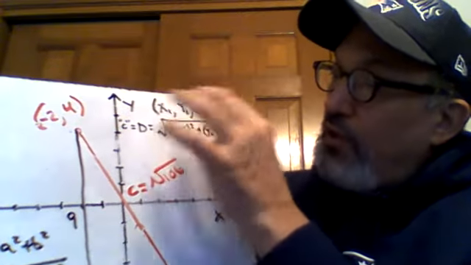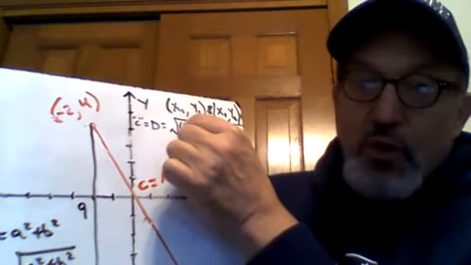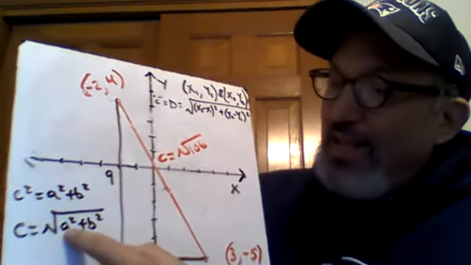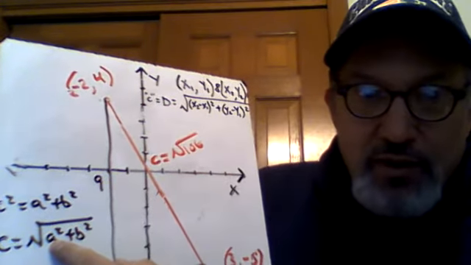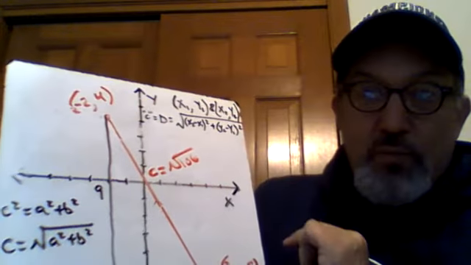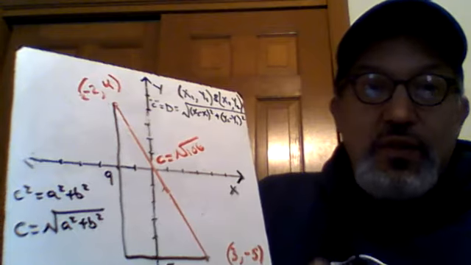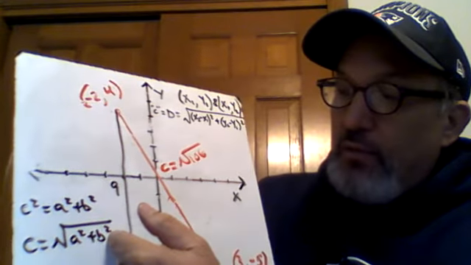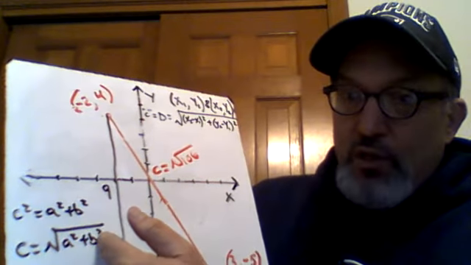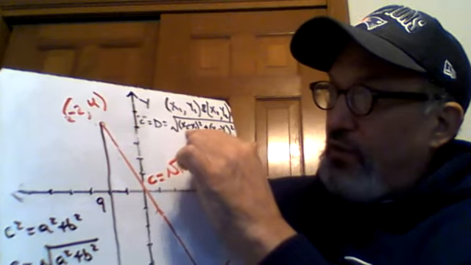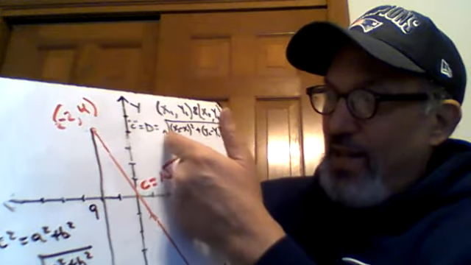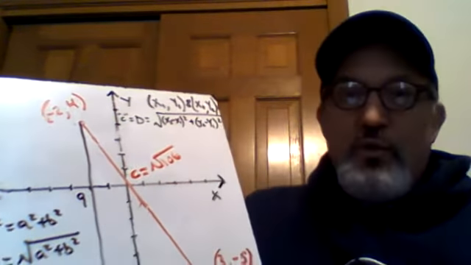This square root here has x2 minus x1 squared. Well, that x2 minus x1 is the length of the horizontal leg. And this y2 minus y1, which is squared in the formula, is the length of the vertical leg, with A being horizontal and B being vertical in this case. That's all it is. This is A squared plus B squared. C equals the square root of A squared plus B squared.